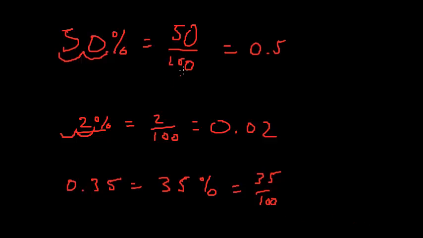If I'm giving my answer as a fraction, however, I want to reduce that. 50 over 100 reduces to 1/2. 2 over 100 reduces to 1/50th. And 35 over 100 reduces to 7/20.